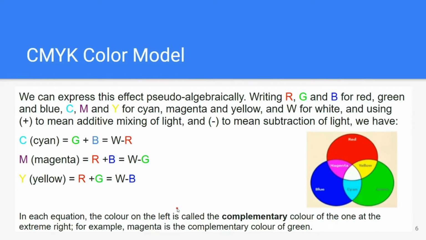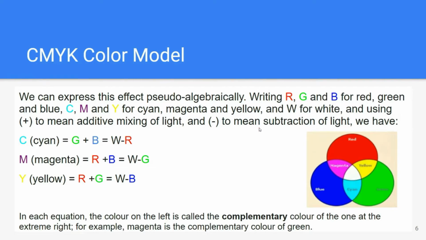In detail of the CMYK color model, we can express this effect pseudo-algebraically, writing RGB: R means red, G means green, B means blue, and like that we can also express CMY as cyan, magenta and yellow. The plus sign indicates additive mixing and the minus sign indicates subtraction of light.